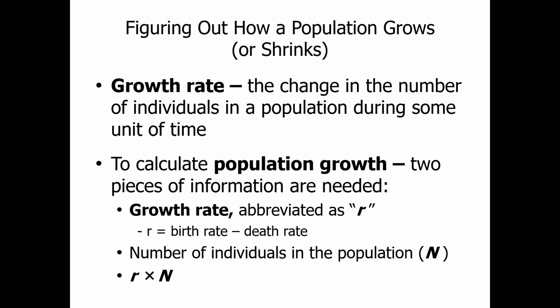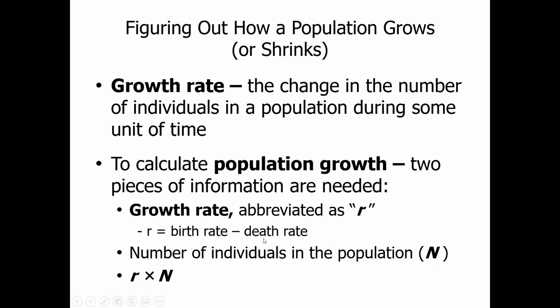Now with growth rate, in order to actually calculate how big the population is growing, we have a couple factors we have to look at. So to find population growth, we have to look at the growth rate as well as the number of individuals in the population. So here's where things get a little bit math heavy, but I will walk you all through it. So the growth rate, we abbreviate as the variable R. That's just the rate of growth. And the rate of growth itself is equal to the birth rate, so how many new individuals are being born, minus the death rate, so how many individuals are dying. So that growth rate is just birth rate minus death rate.